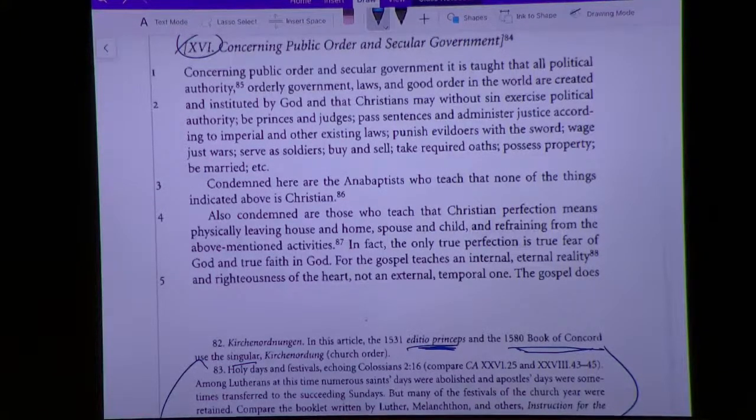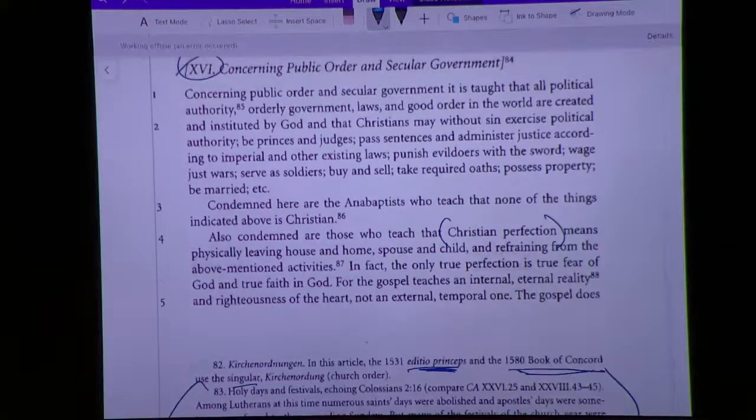Condemned here are the Anabaptists, who teach that none of the things indicated above is Christian. Footnote here talks about some people who are doing that. Also condemned are those who teach that Christian perfection, this is a code word, means physically leaving house and home, spouse and child, and refraining from the above-mentioned activities. Who would do that?